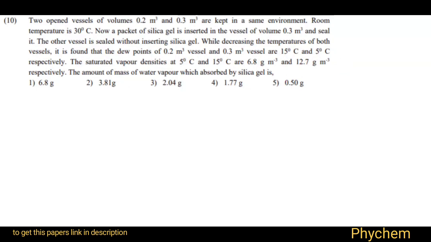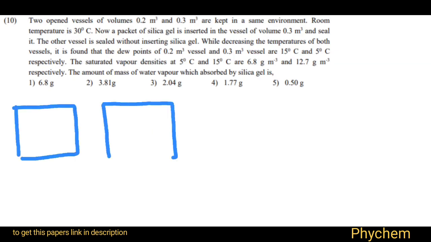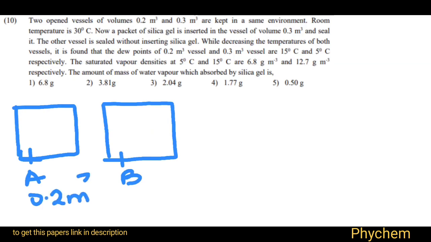So he states that there are two containers. I'm marking them here, naming them A and B for better understanding. The volume of A is 0.2 meter cube, and the volume of B is 0.3 meter cube.